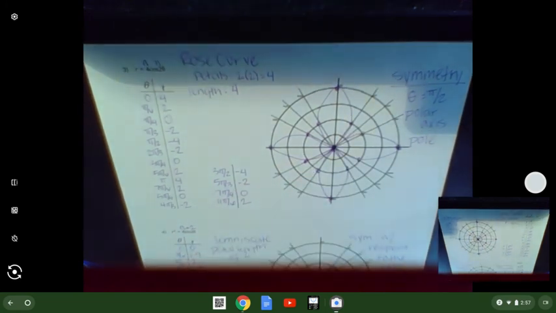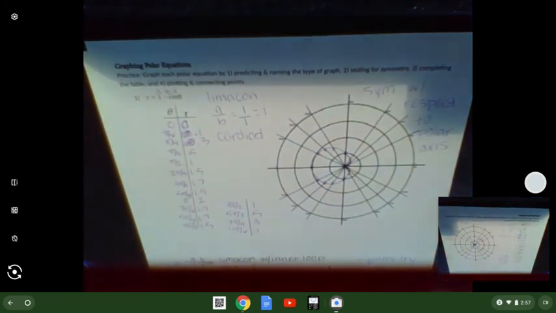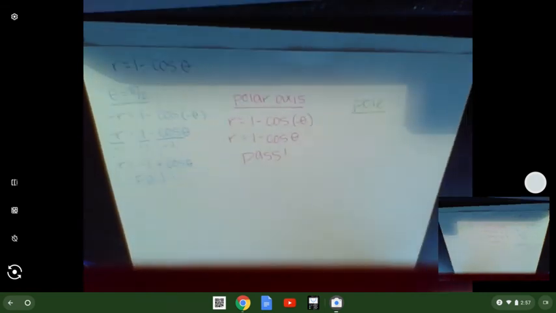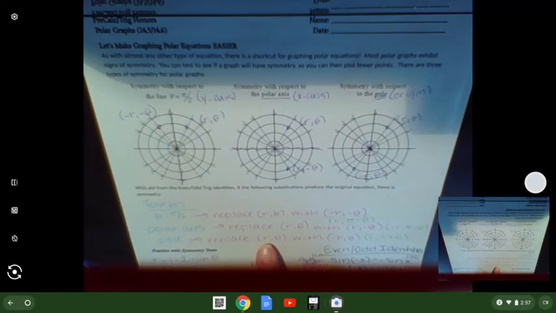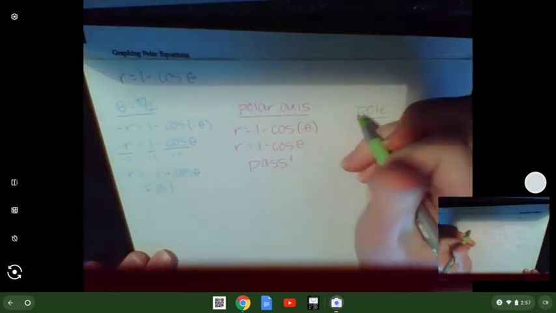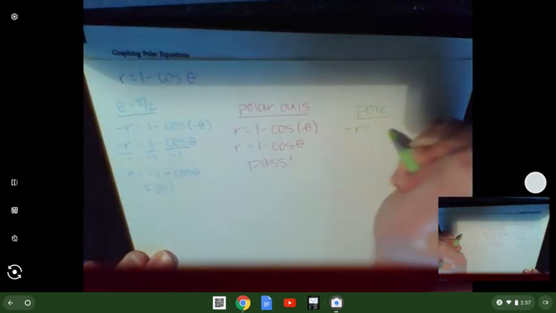So could you pass more than one symmetry test? Absolutely yes. So yes, you need to test all three. So symmetry with respect to the pole, we are going to replace r, theta with negative r, theta.